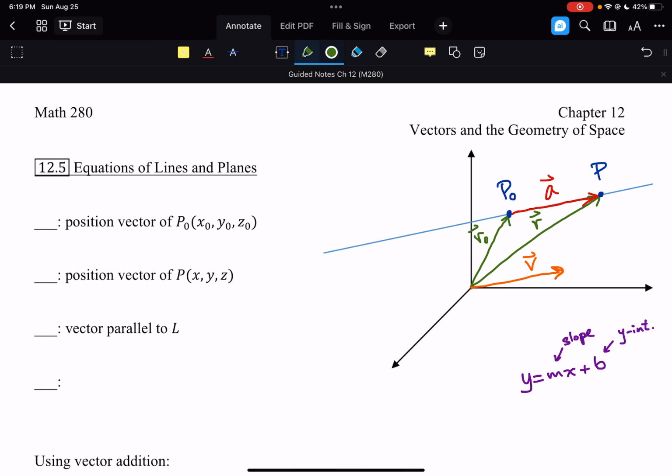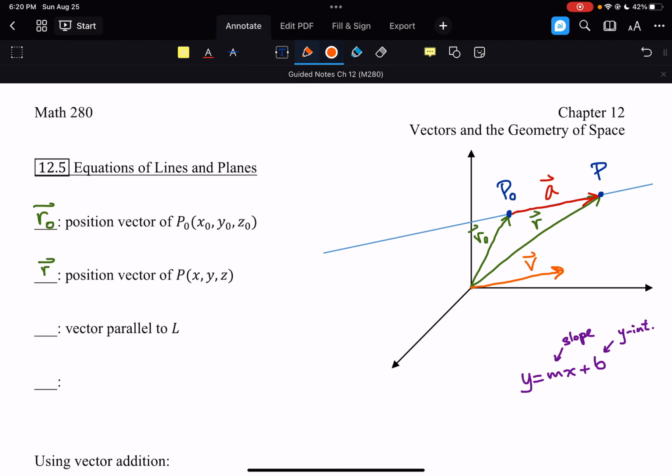So first off, we have this vector r0 right here. That is the position vector of a point p0, that point p0 there on the line. So this blue line right here, this is the line in question. So we have r0 is the position vector of that point p0. Then we have the position vector of the point p. That's r right here. So that's the vector r.